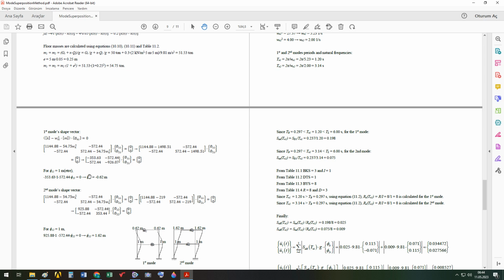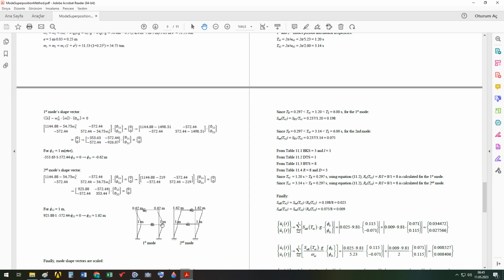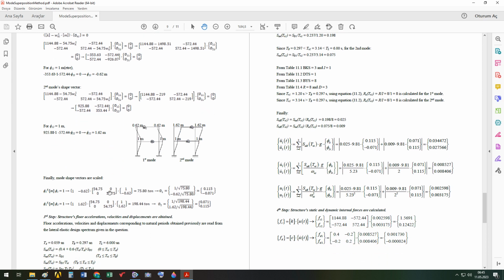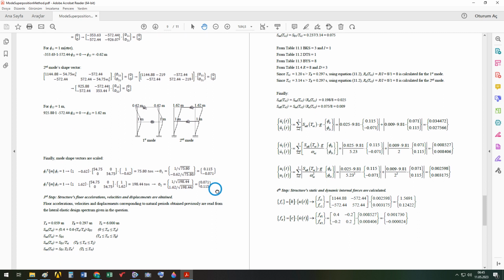I assume phi11 equals 1 meter, and then I calculate phi21, since actually these two equations are the same. So I can only obtain the ratio between phi11 and phi21. So 1 meter in the first mode, first floor displacement, and in the opposite direction I have 0.62 meter displacement at the second floor level. Similarly, I obtain the second mode shape vector. But these mode vectors shall be scaled. Using the approach I explained in the beginning, I scale both of them.